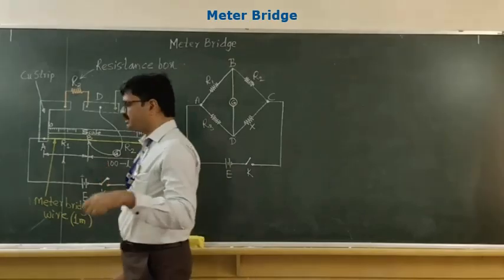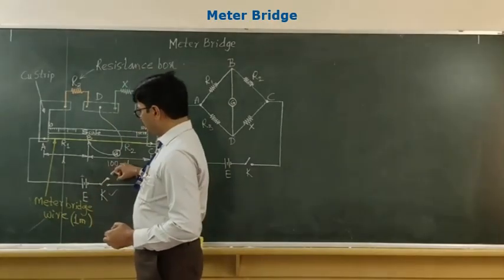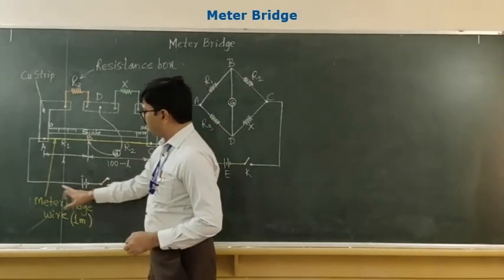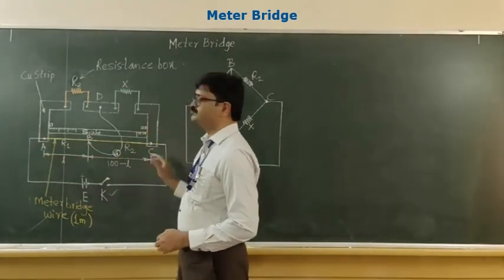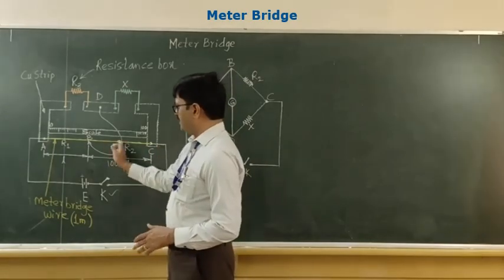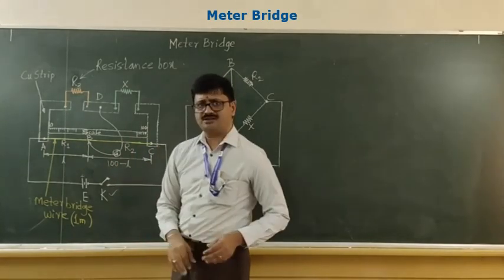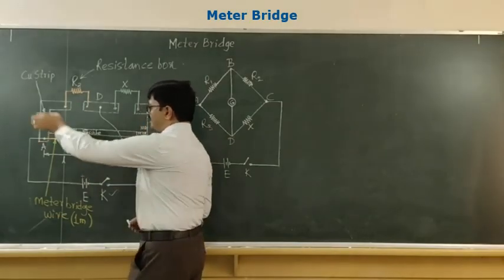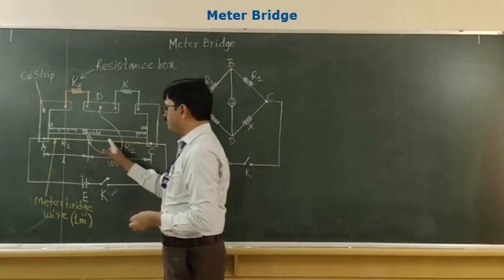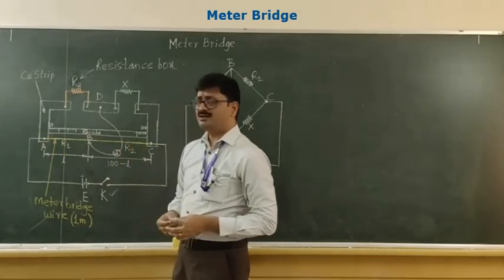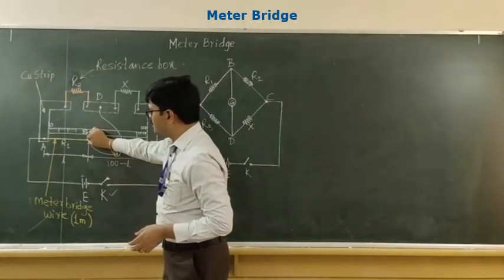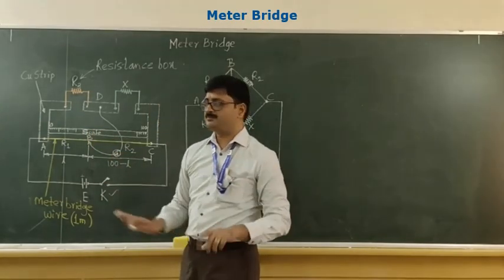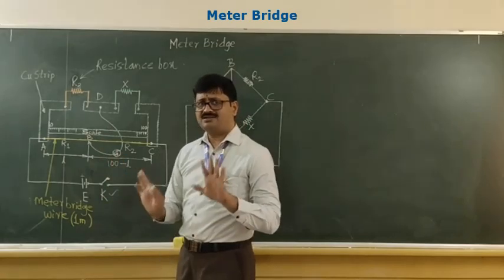Now let us see the working of it. Firstly, the key is closed, then current will start to flow through this meter bridge wire, and naturally the galvanometer will show a deflection. I slide the jockey over the meter bridge wire, and at one point I will obtain zero deflection in the galvanometer. That means the bridge is balanced now. It's a balanced meter bridge.